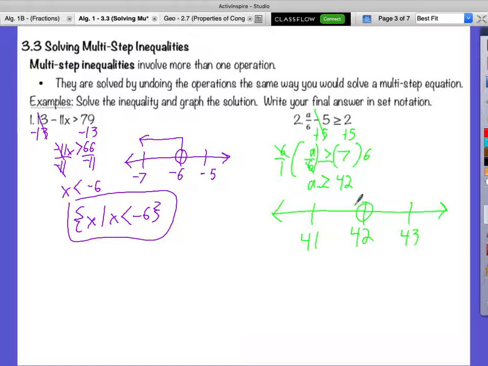42. Is it open or closed? It's closed because it says "or equal to." A es más grande o igual a 42. It's closed, okay? What way am I going to draw my arrow? To the right, derecha, not izquierda. Correct? Okay. So now we can put it in set notation.